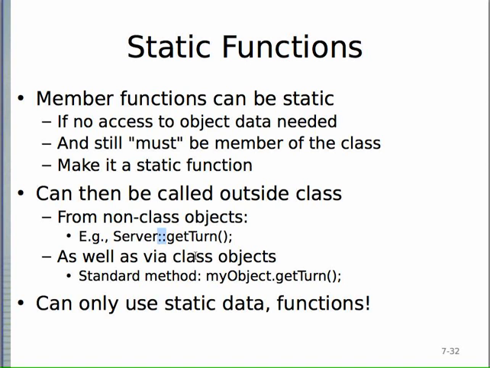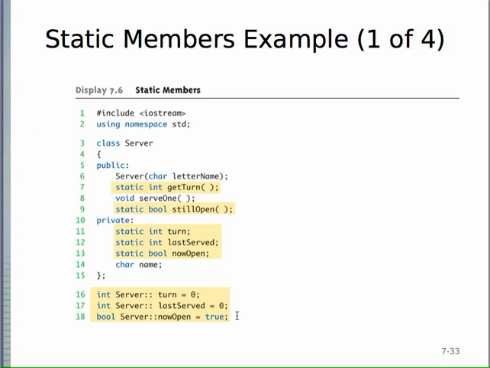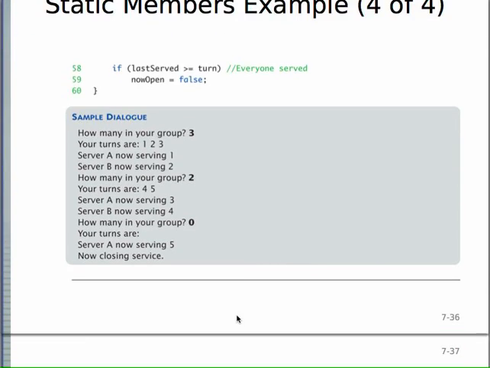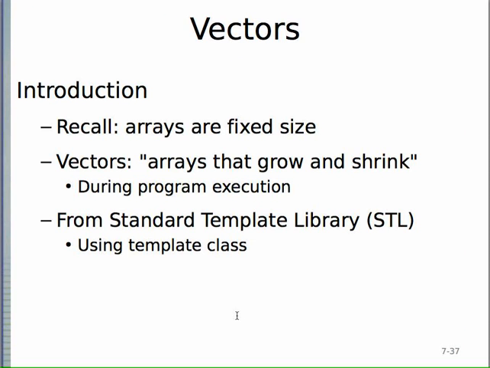Bottom line, calling a static function, probably best to use class name dot static function name. And remember, a static function can only use other static functions and static data, just like in Java. And there's this nice example in here, display 7.6 from chapter 7. You want to go through this. I'm going to skip it because it's basically the same as in Java.